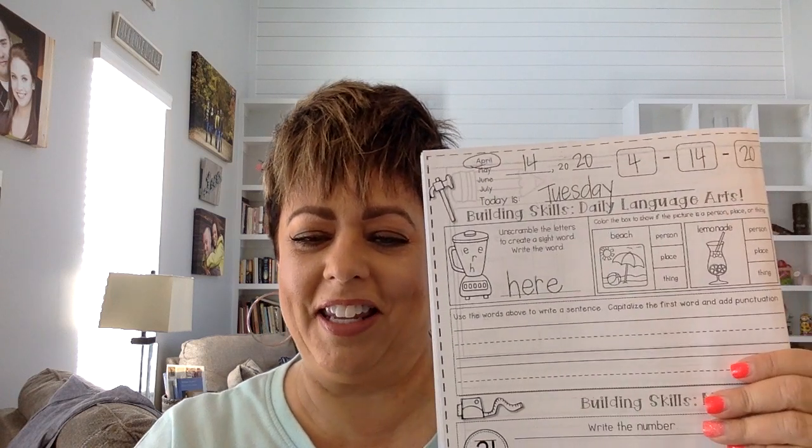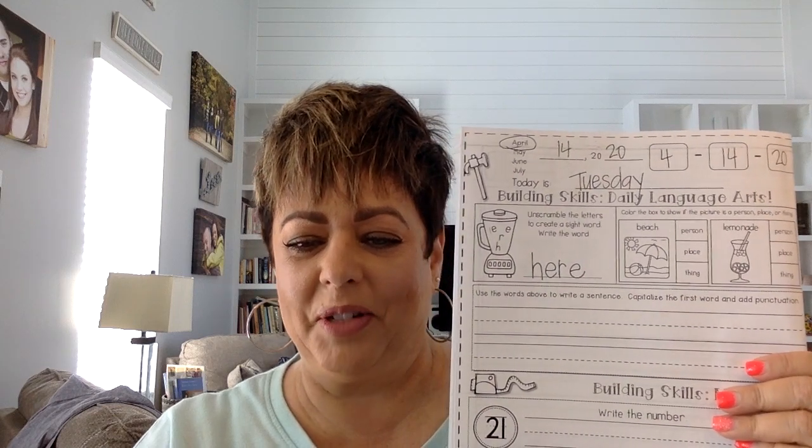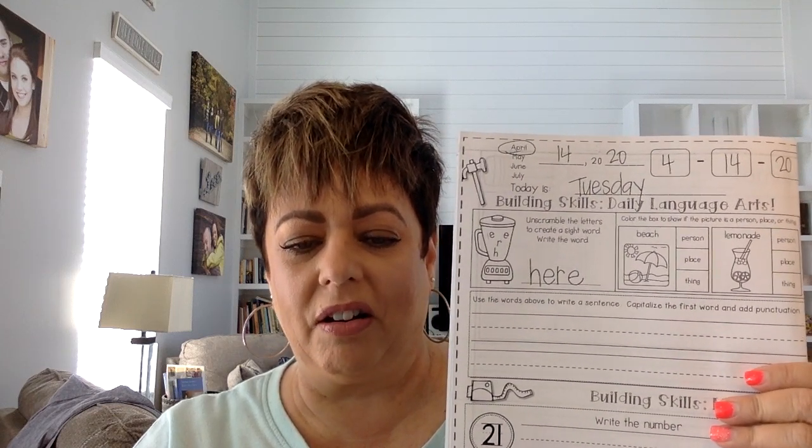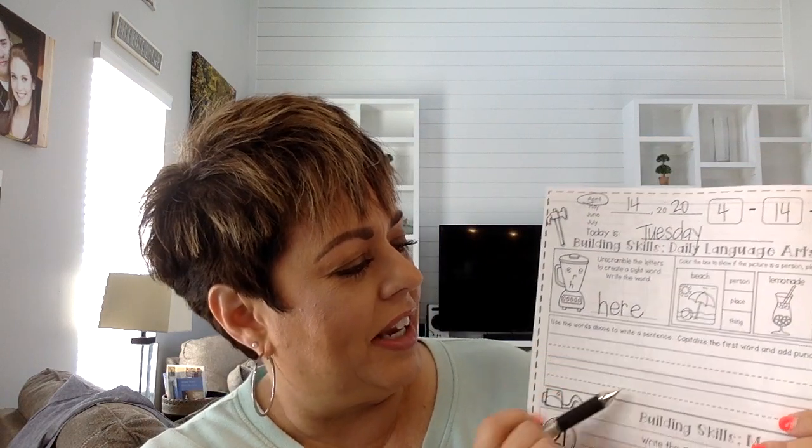H is the first one. So think about what you could spell with 2 E's, an R, and an H. If you guessed the word here, you are right. We spell it H-E-R-E. Write that word on the line.